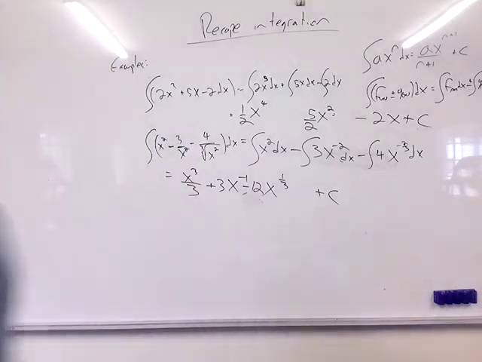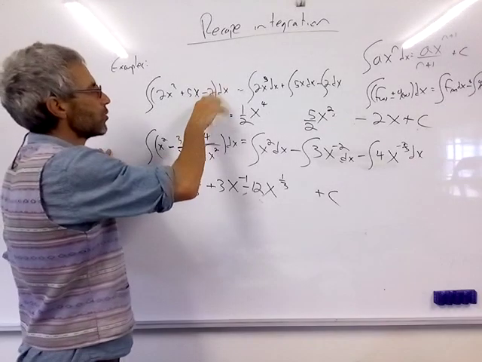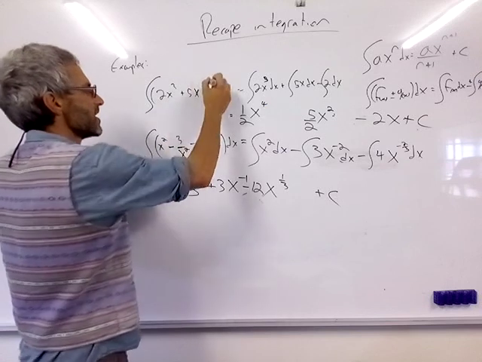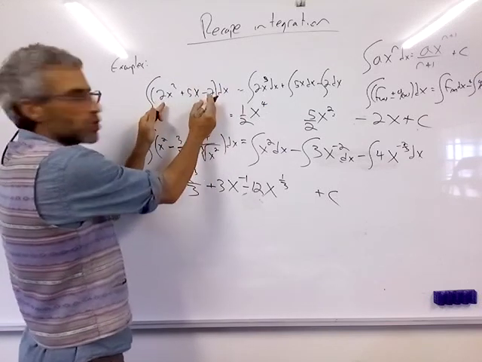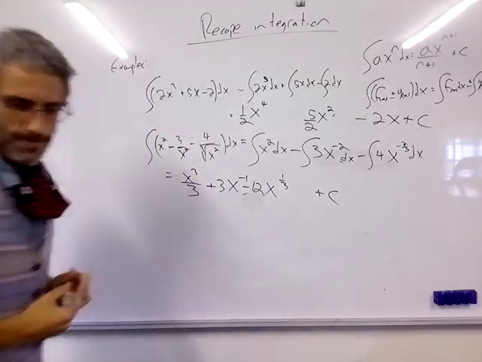I'll pause here. Okay, just a quick correction here. The brackets was here. If you have a sum of functions, the dx must be outside the brackets.